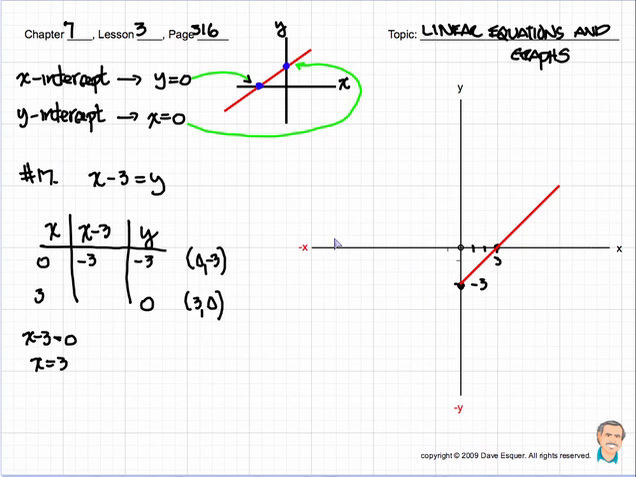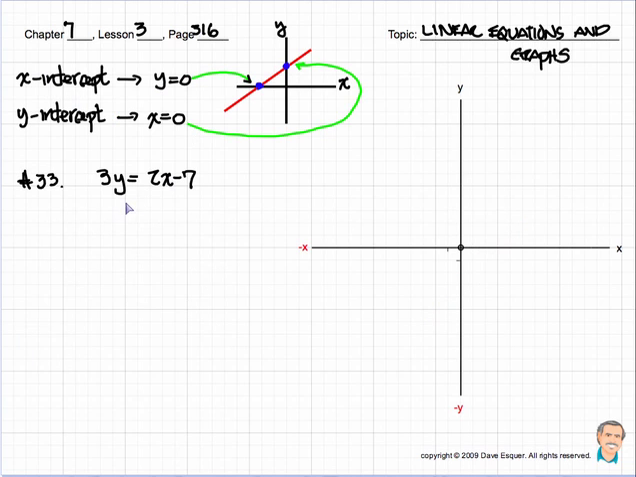So our line should be extended on both sides, so it goes on forever. So just using the x and the y intercept, we can come up with the graph for the equation. If we set x equal to 0, we find the y-intercept. If we set y equal to 0, we find the x-intercept.